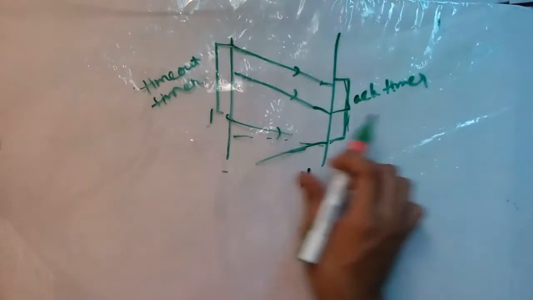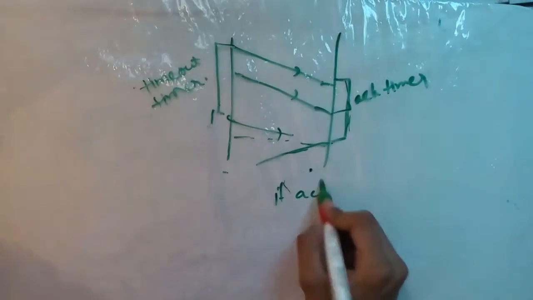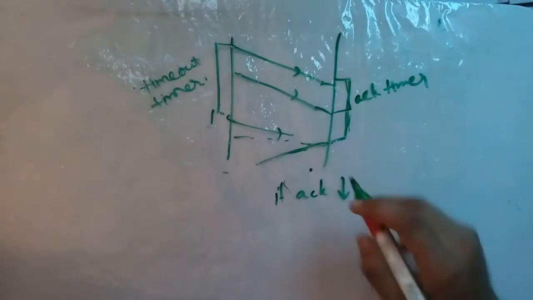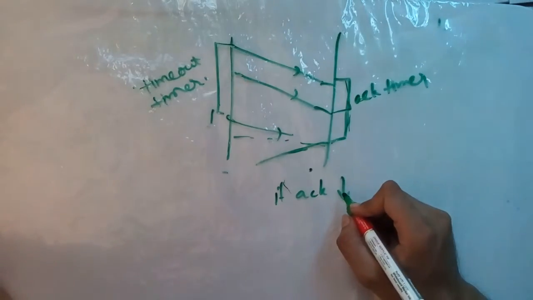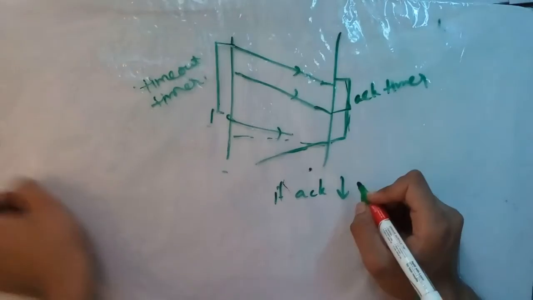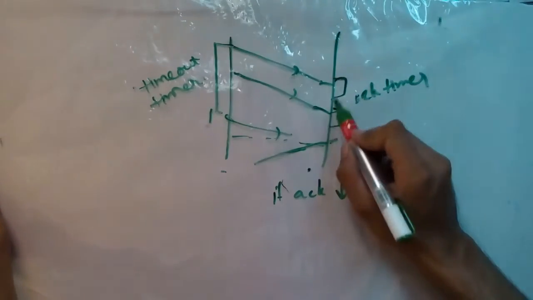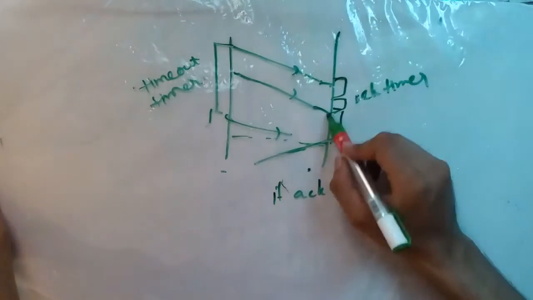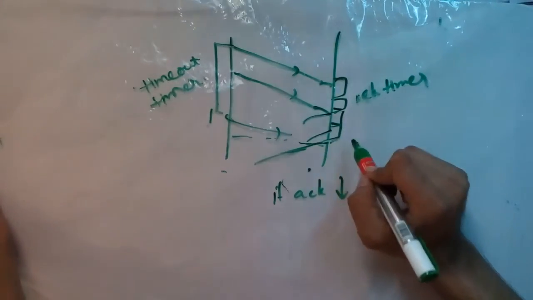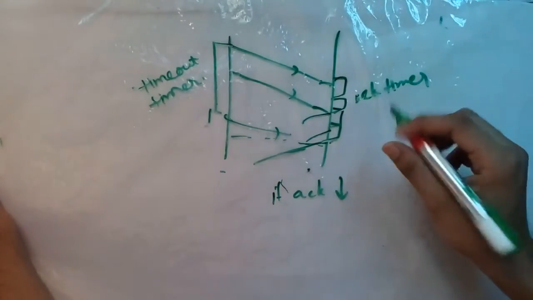And also the acknowledgement timer, if it is too short, then an acknowledgement for every packet would be sent. Suppose it is too short, like this. So for every packet an acknowledgement is being sent, then it becomes an individual acknowledgement. It does not continue to be a cumulative acknowledgement, right?